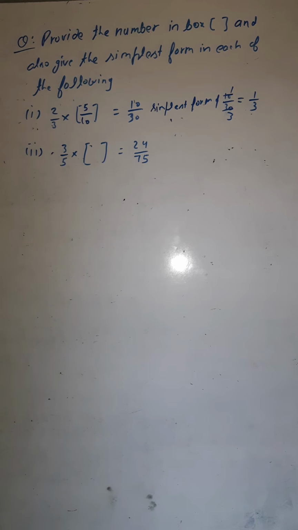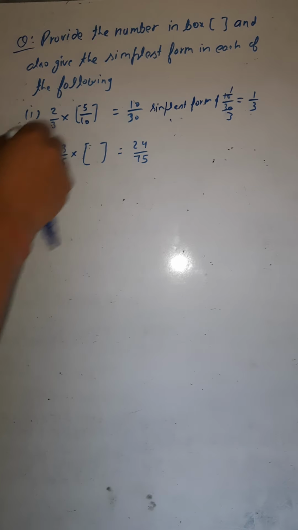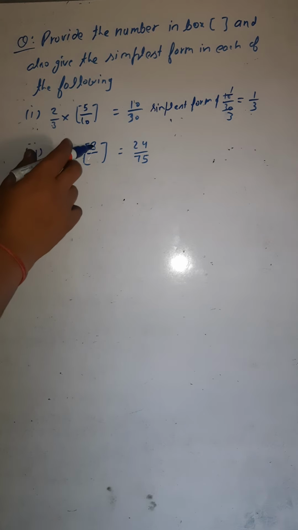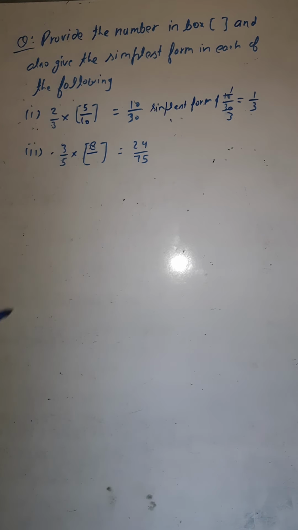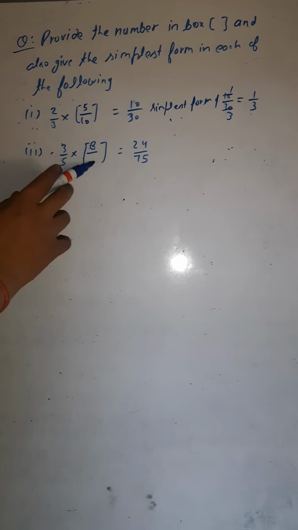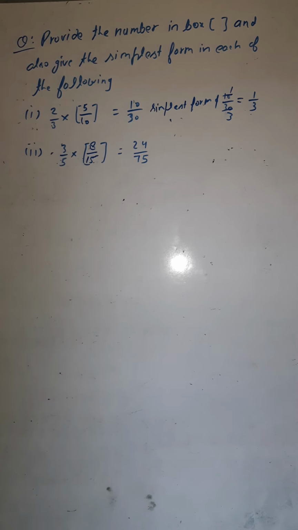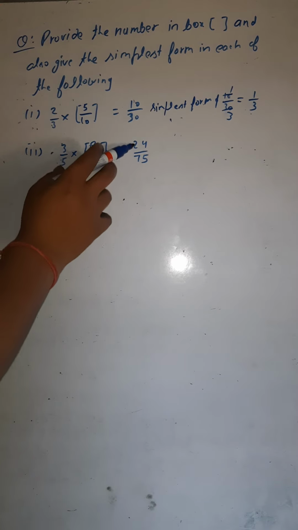Similarly here also, which number would come in the box? If you see 3 times 8 is 24, it means upside it is 8, and downside by which number are you going to multiply? 15 times 5 is 75. So what would come there? 15 would come there. So the answer is 8 by 15. Now again you have to change it into simplest form.